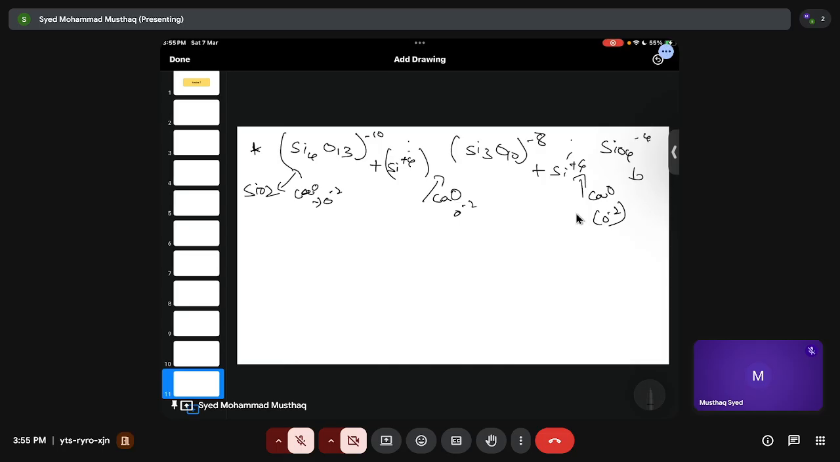Now coming to the properties. When you talk about properties, you will have both physical and chemical properties. Let's go on to your chemical properties. The first thing is the basicity.